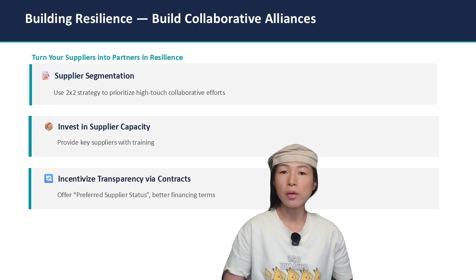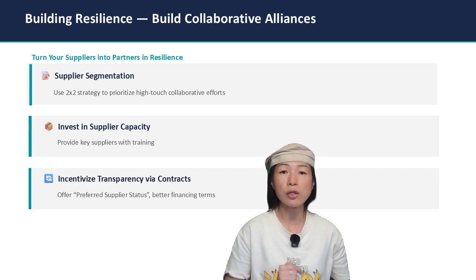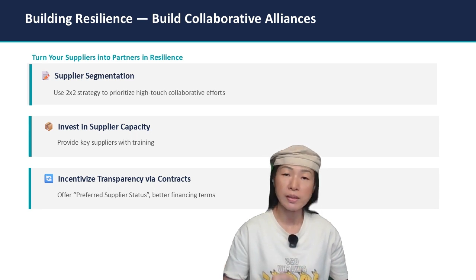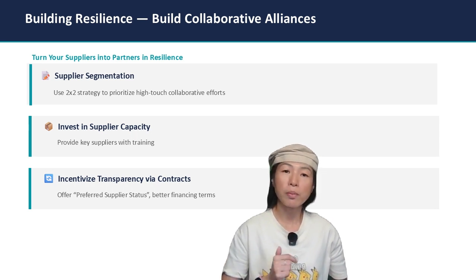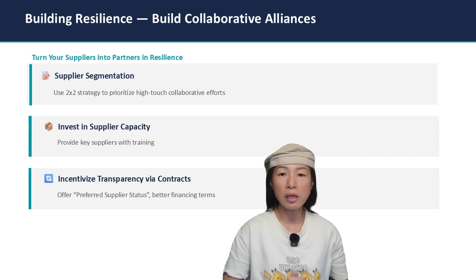Most importantly, we make transparency profitable for them. We write data sharing into our contracts and link it to real incentives, better payment terms, preferred supplier status, or longer term commitments.